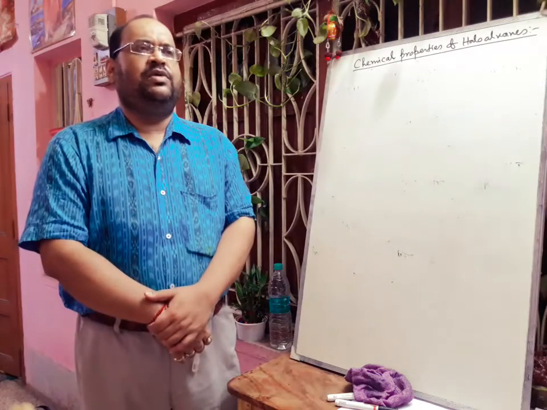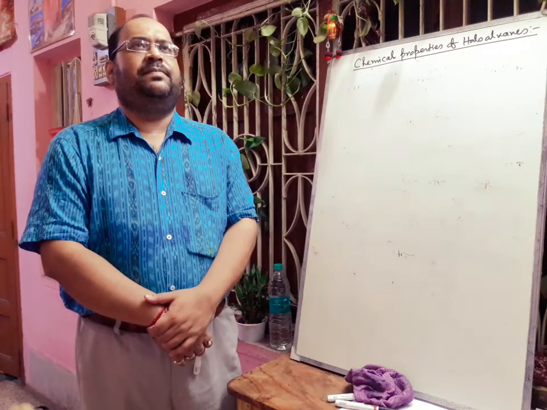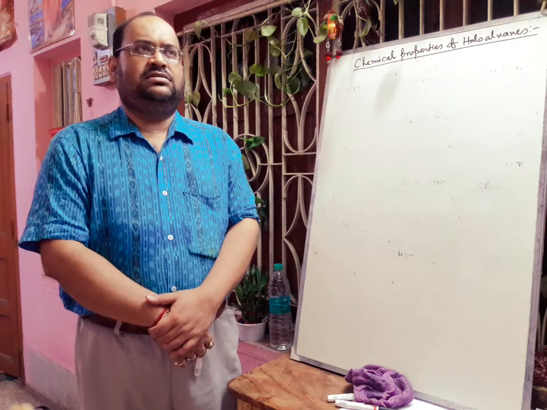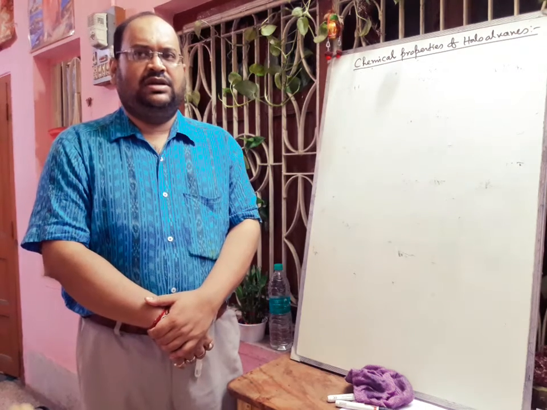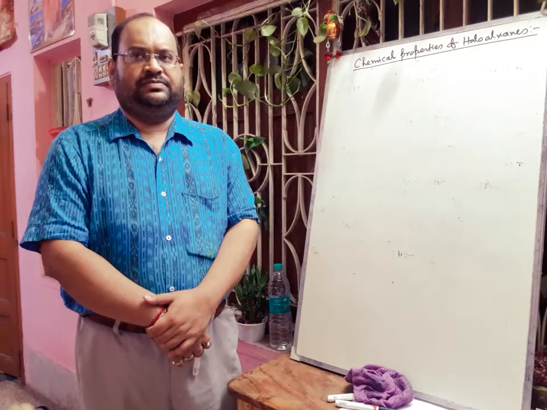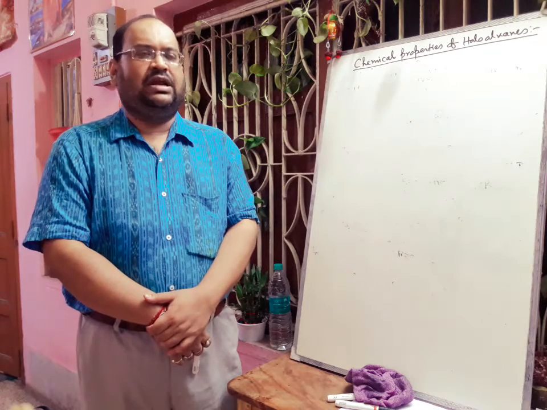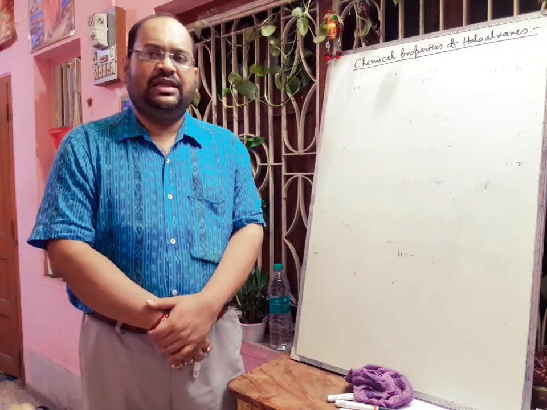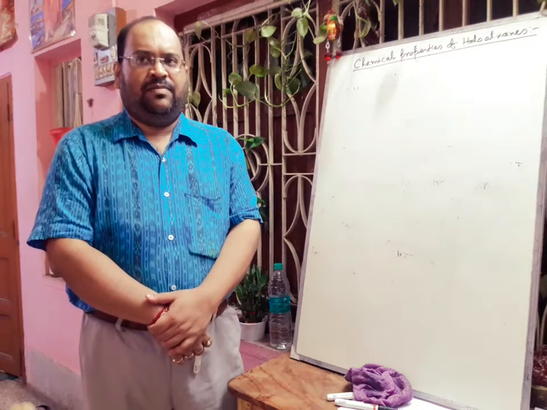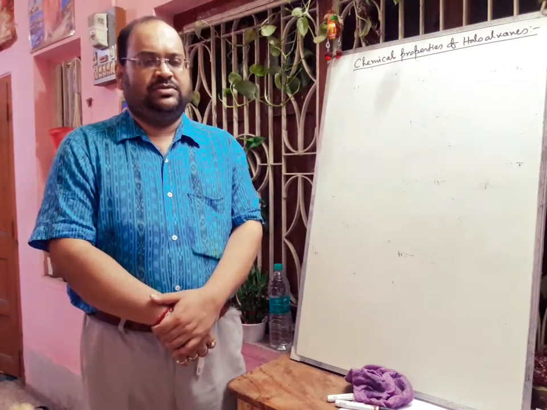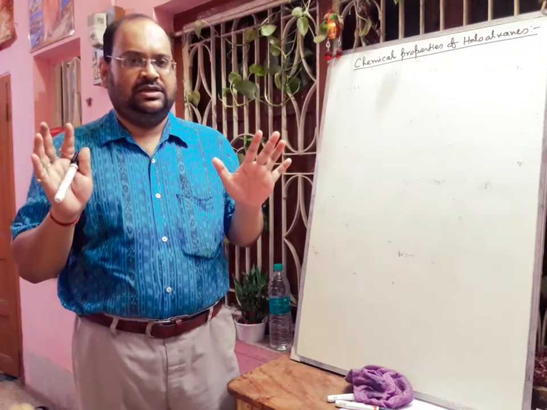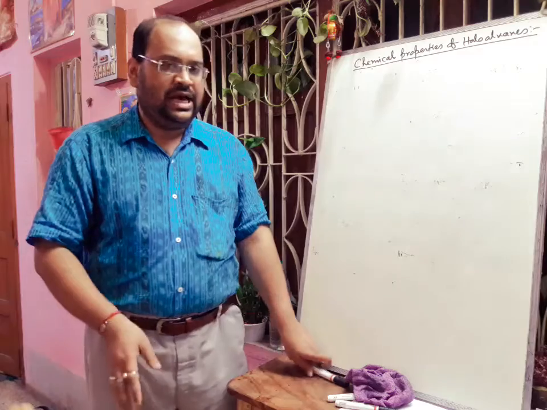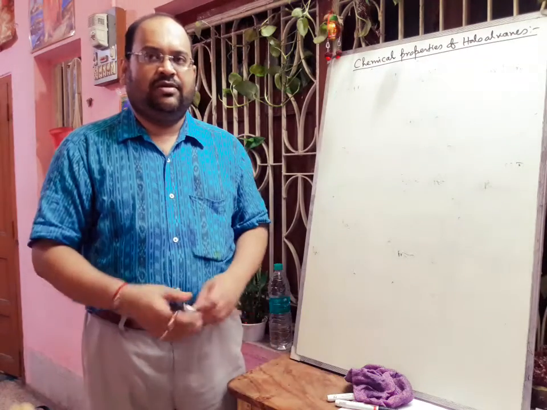Next, we have to discuss the chiral substance or concept of chirality. The objects are called chiral if one object is the mirror image of the other, but they are not superimposable. Suppose we think about our hands, these two hands are mirror images of each other, but they are not superposable. So they are called chiral substances.